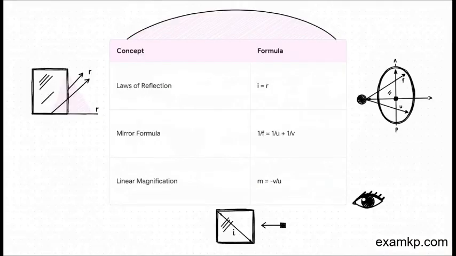Here are the essential formulas from today's class. The law of reflection, i equals r. The mirror formula, 1 over f equals 1 over u plus 1 over v. And the formula for linear magnification, m equals negative v over u. My advice, pause the lesson right here. Write this down in your notebook or just take a screenshot. This is your quick revision guide.